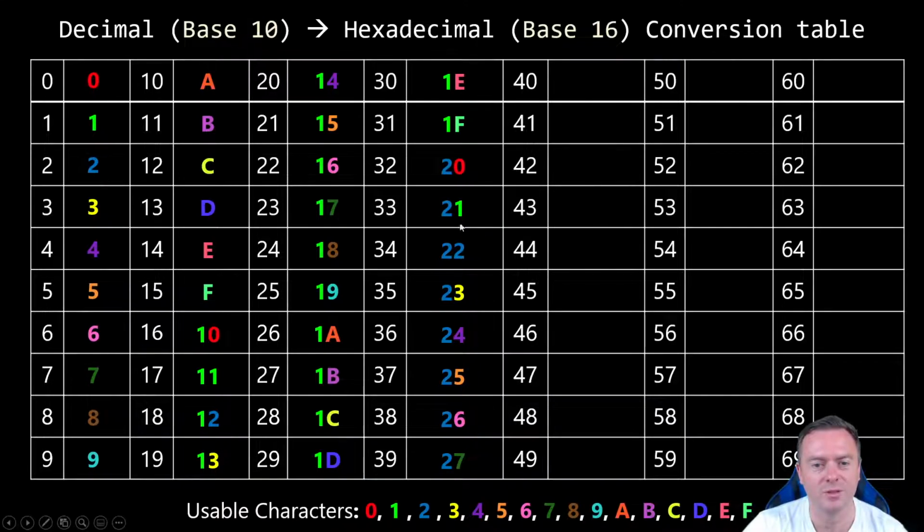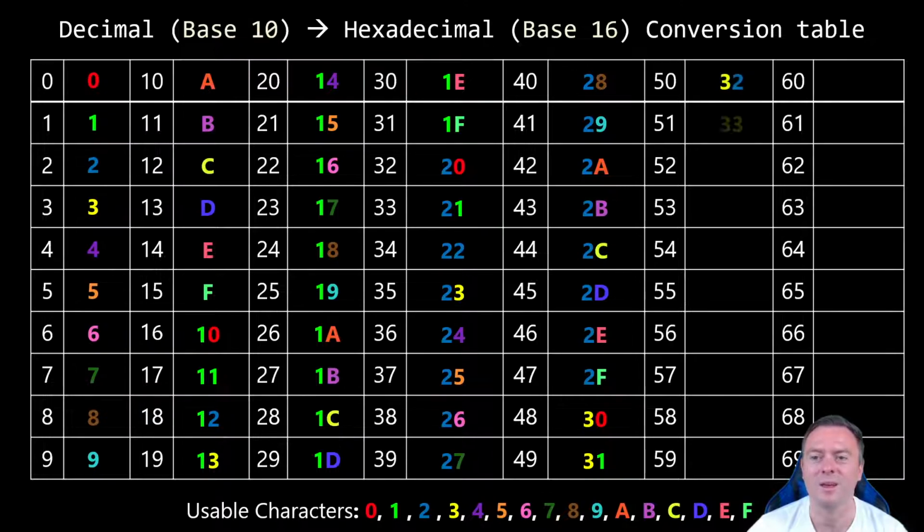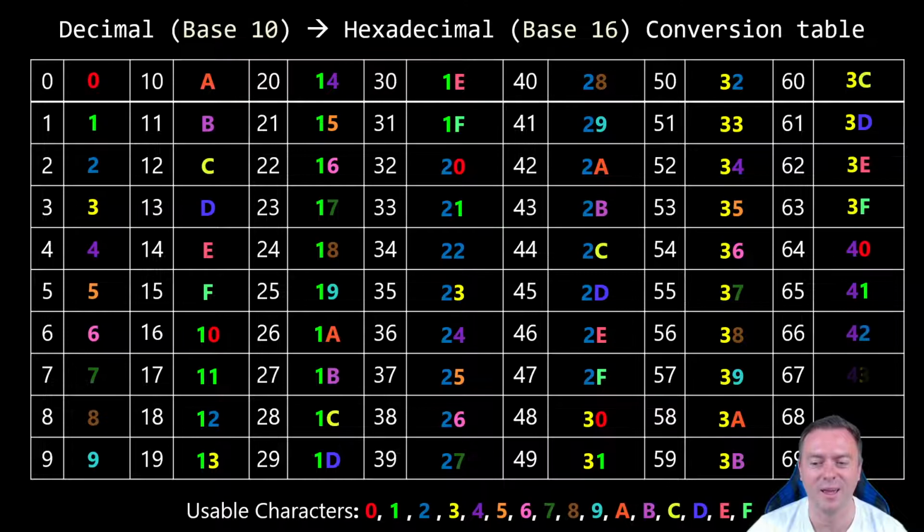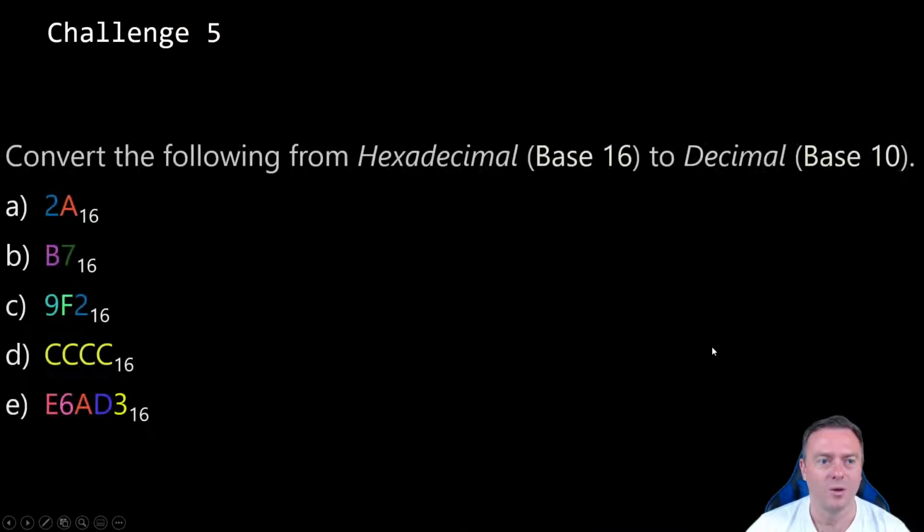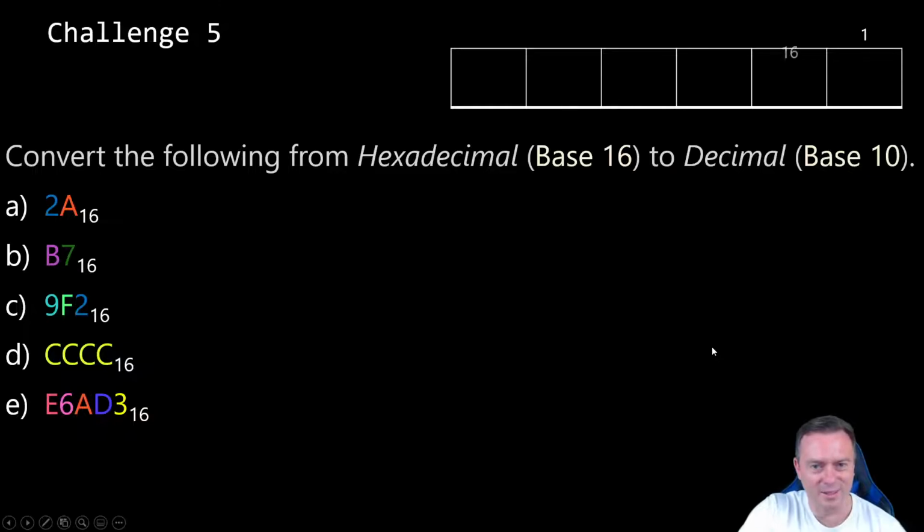So then we have 20, 21, 22, 23, 24, 25, 26, 27, 28, 29, 2A, 2B, 2C, 2D, 2E, 2F, 30, 31, 32, 33, 34, 35, 36, 37, 38, 39, 3A, 3B, 3C, 3D, 3E, 3F, 40. So that is 64, a power of 2, because 4 times 16, there's a combination, 41, 42, 43, 44, 45. Awesome, so here's the last challenge that we need to have a crack at.